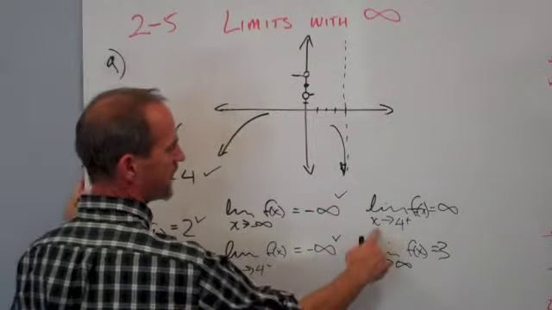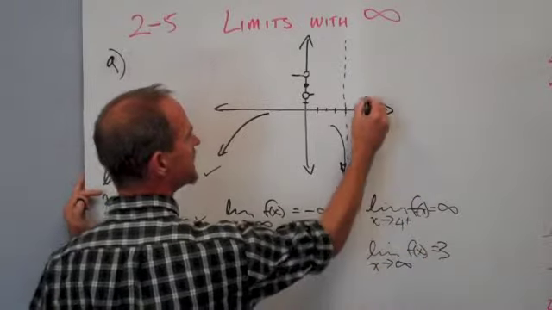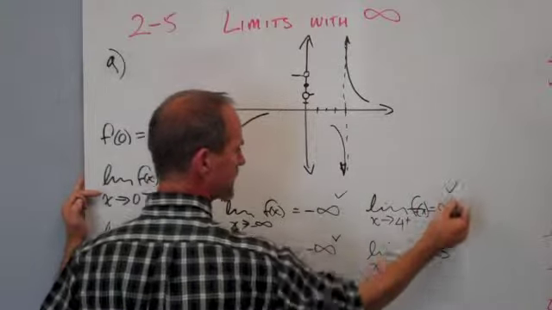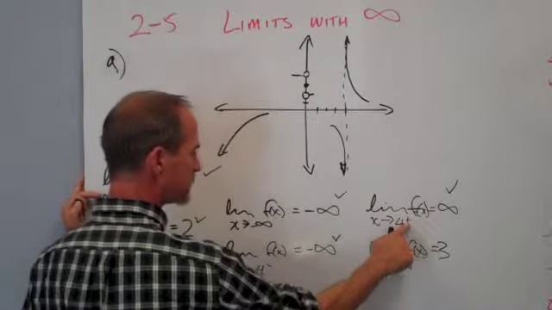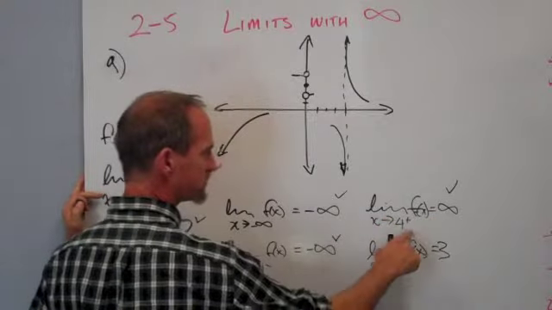Check that one off. As it's getting closer and closer to 4 from the right-hand side, it's going to positive infinity, hugging along like that. Check that one off. It gets confusing with the pluses and the minuses and the minus infinities and the positive infinities, but just go slowly.